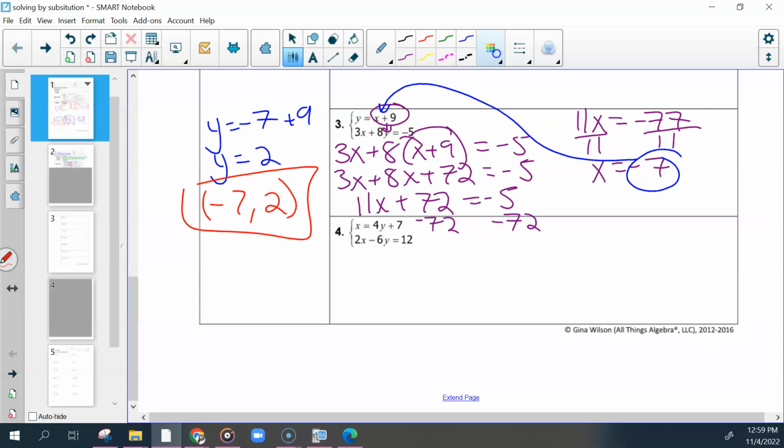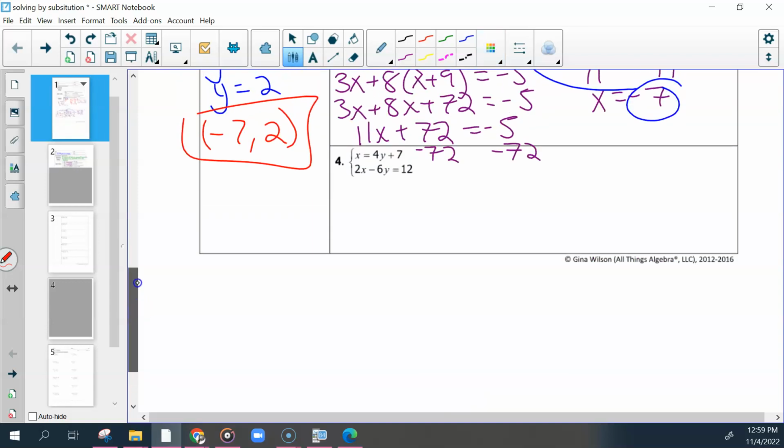We're going to do number 4. Do we have an equation that solves for x or y already? Yes, the x now. This is where it gets a little confusing because we already have the x equation. We're going to put it into x instead of y, so we have to remember to keep those straight. I'm going to take this expression and put it in for x in the other equation, not y. So it'll look like 2 times 4y plus 7 minus 6y equals 12.